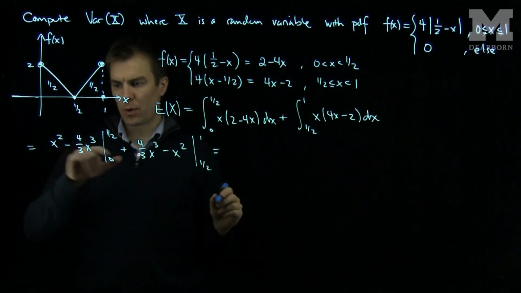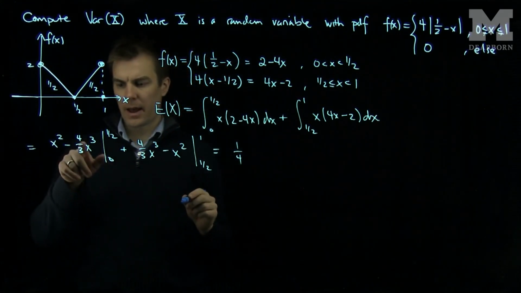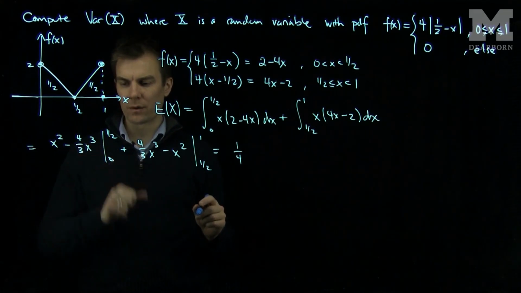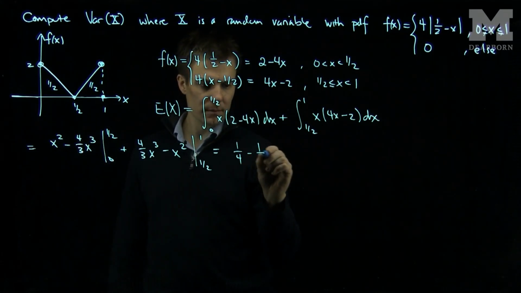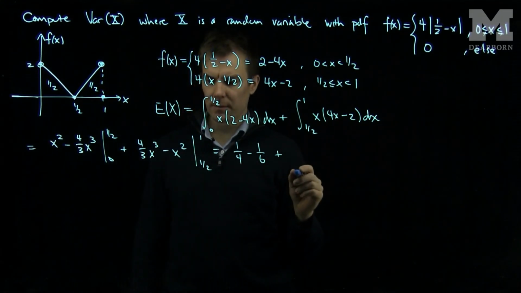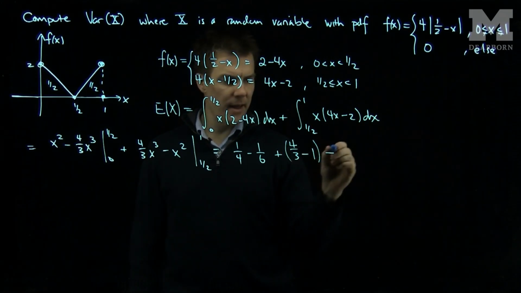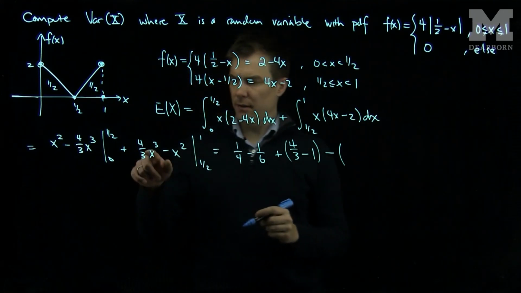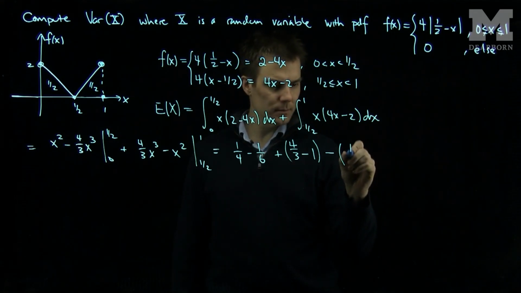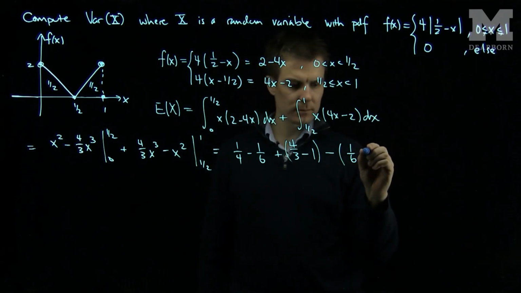If we compute this, we'll have a 1/2 squared. That's going to be a quarter. Then I have a 4/3 times an eighth, which is going to be 1/6. Then I'll have a plus 4/3 minus 1. And then minus, again, 4/3 times an eighth, which is going to be 1/6. And if I plug in a half over here, I'll have a negative 1/4.